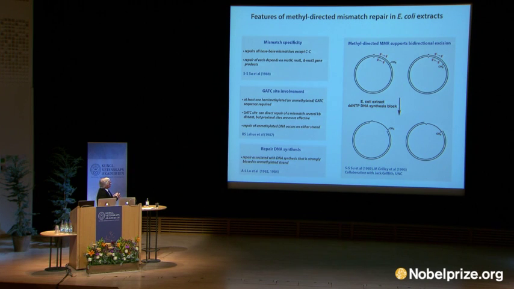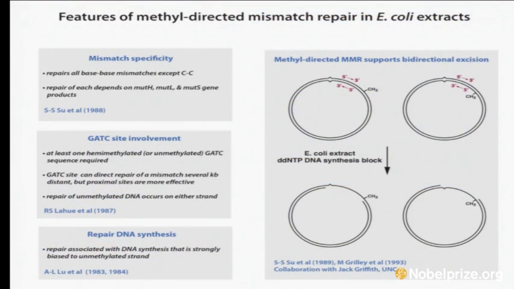Michael Su, Bob Lehue, and Karen O showed that this extract reaction supports the repair of all the base-base mismatches except CC, and that at least one hemimethylated GATC site is required for repair to occur. And that latter observation prompted simplification of our substrates to molecules that contain a mismatch in a single GATC site that are separated by about 1,000 base pairs.